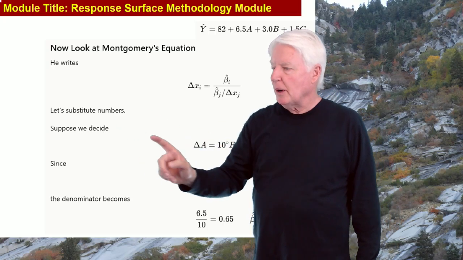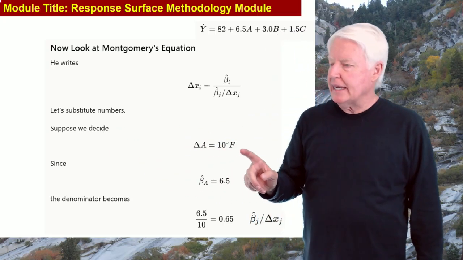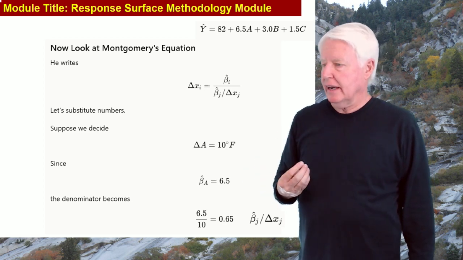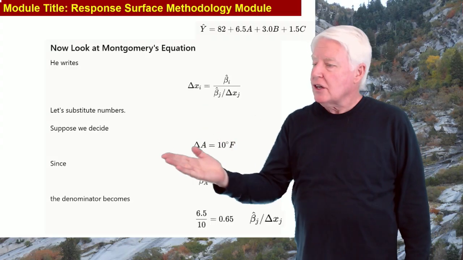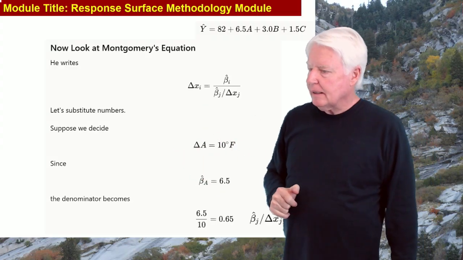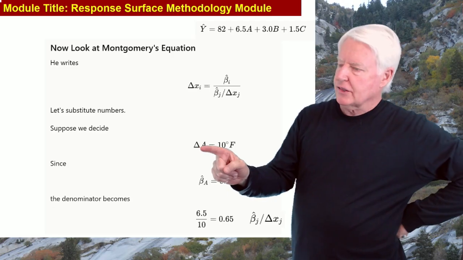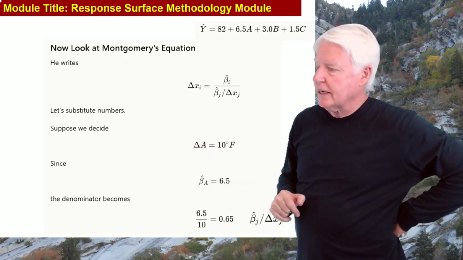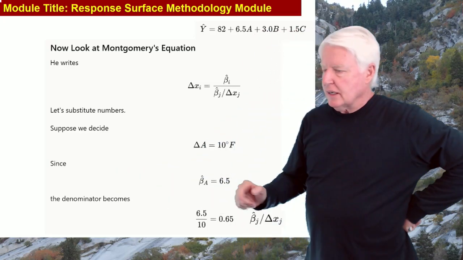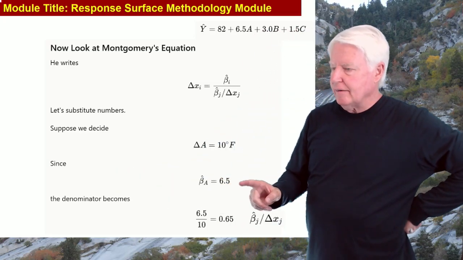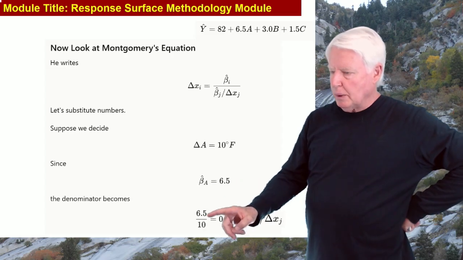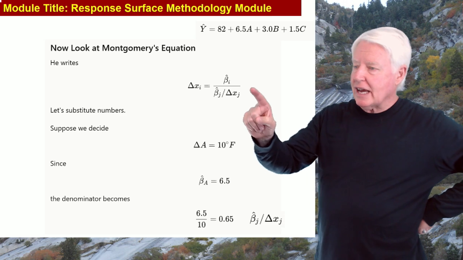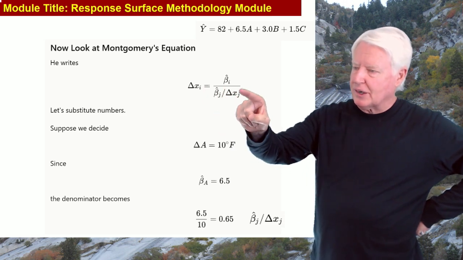Let's substitute numbers. Suppose we decide change in A equals 10 degrees Fahrenheit. Okay, fair enough. So that's what we've decided. That's what we're going to change. This is the authority of the designer of the experiment to make this decision. It's not something I pulled out of a book. We just decided let's do it 10 degrees at a time. Since beta A is 6.5, the largest coefficient, then 6.5 divided by 10 equals 0.65. So that's that part of the equation. That's the most difficult part of the equation right there.